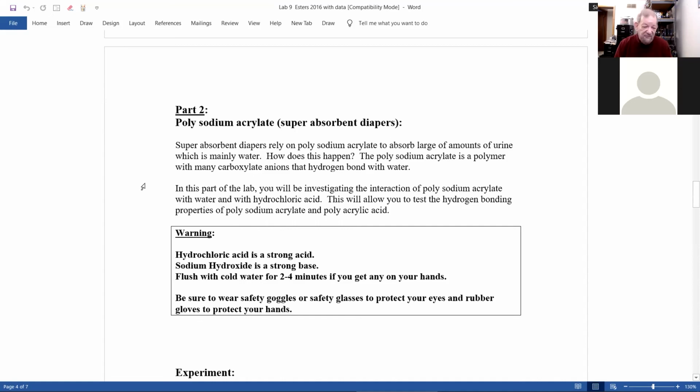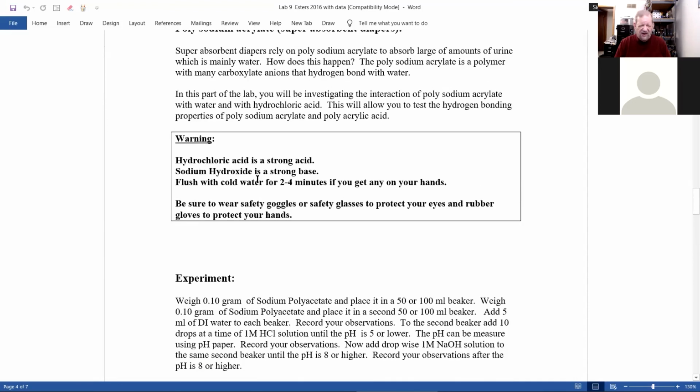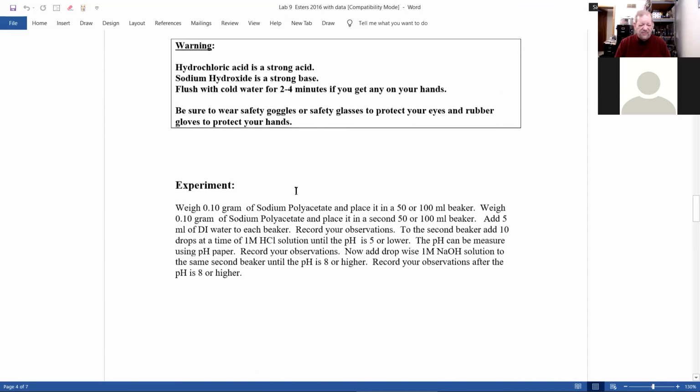And this absorbs a large amount of urine. What is urine? Water mainly. And how does this happen? Hydrogen bonding. Now, in this lab, you'll be investigating the interaction of polysodium acrylate with water and hydrochloric acid. This will allow you to test whether I'm lying to you about hydrogen bonding. And as I remind people, HCl, hydrochloric acid, is a strong acid. Sodium hydroxide solution, strong base.